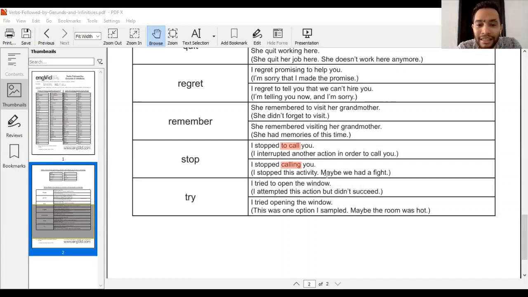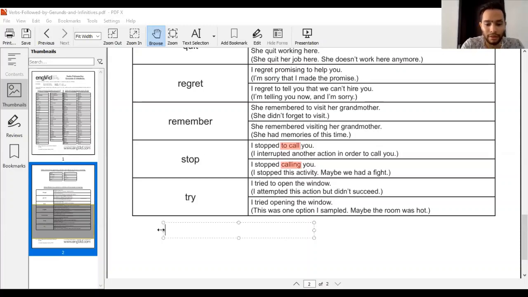Dejé de llamarte. Es decir, que de pronto tú a la persona la llamabas normalmente, pero como dice acá, esta actividad se detuvo. Probablemente porque hubo una pelea. Es decir, exacto. Ya cuando usamos stop con ing, lo que quiere decir es que la acción ya no se va a realizar más. Right? Un ejemplo más claro sería el siguiente. A ver.